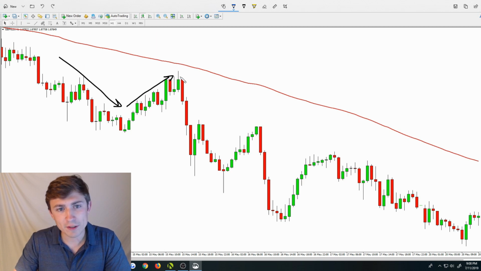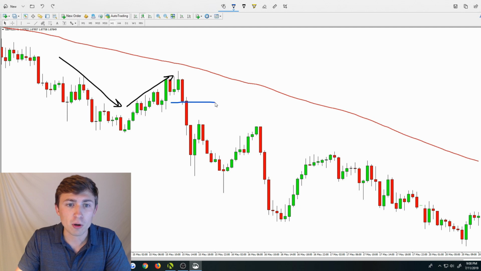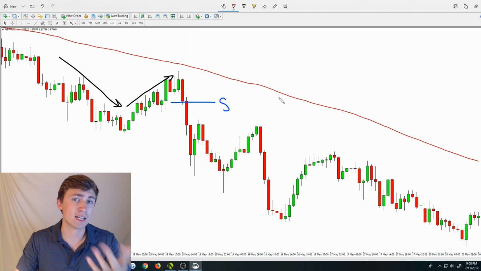So again, we identified that sellers stepped into this market. We could potentially enter on the very next bar. That's a very popular way to trade it, right? So one way to trade it is we would go short right around here. Let's say this is a potential short entry here, and where would we put a stop loss? That's the next logical question.